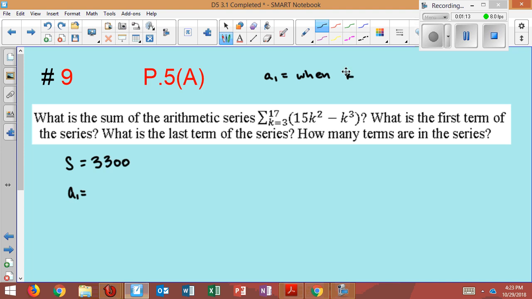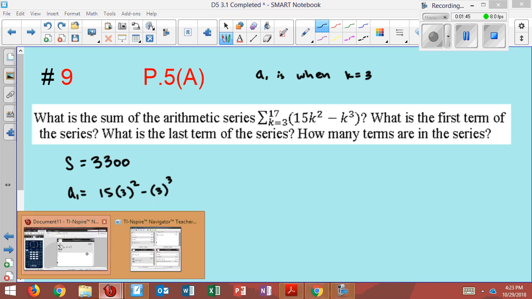a sub 1 is when k equals 3. So if I plugged in that, a sub 1 would equal 15 times 3 squared minus 3 cubed. So this is 9 times 15, which I believe is 135, minus 27. So I think we're going to get 108 here, but let's just double check in the calculator.